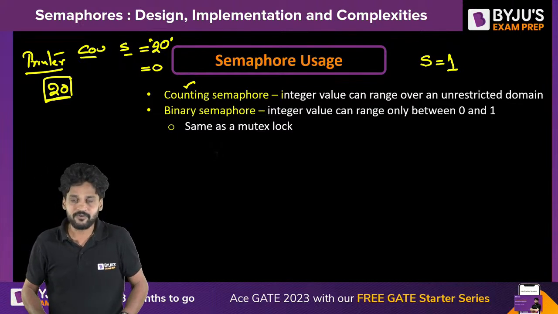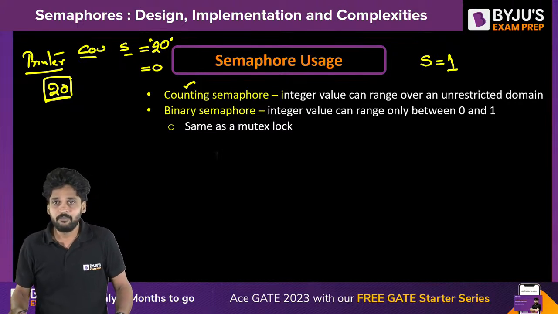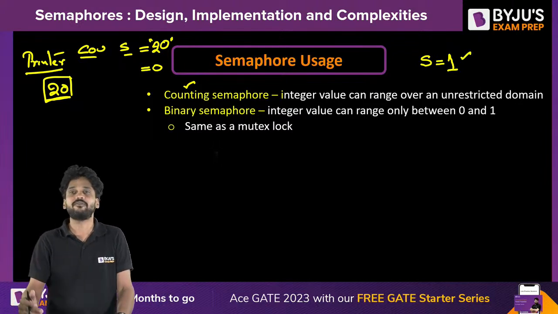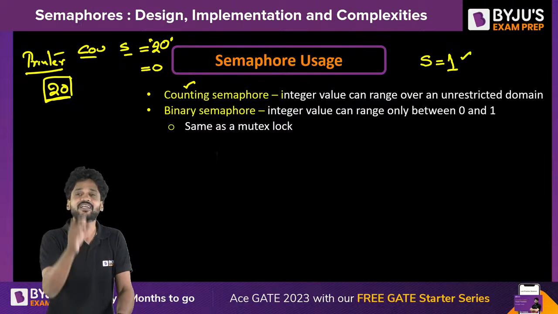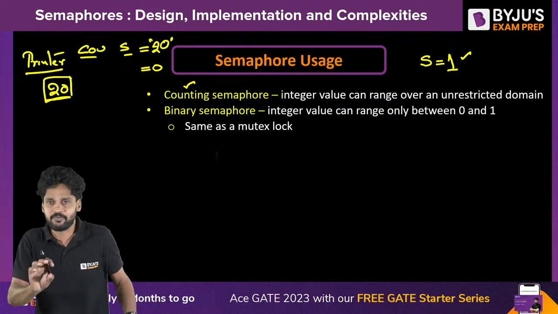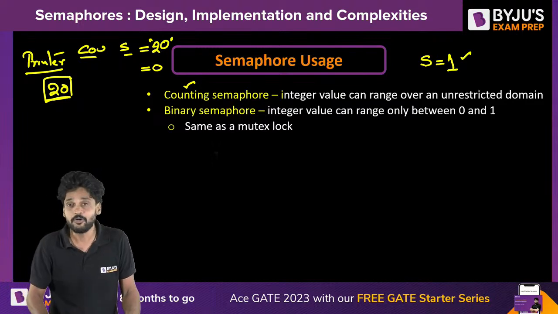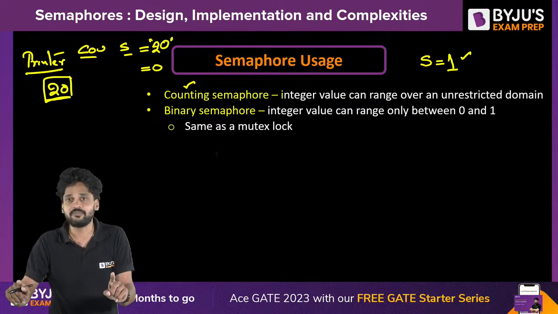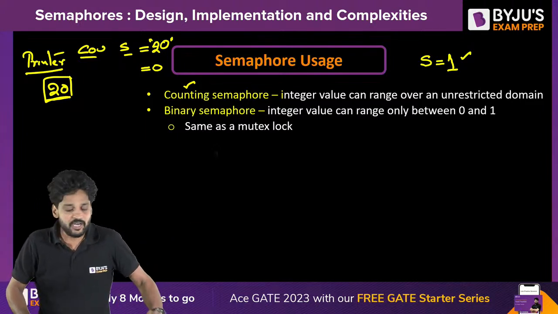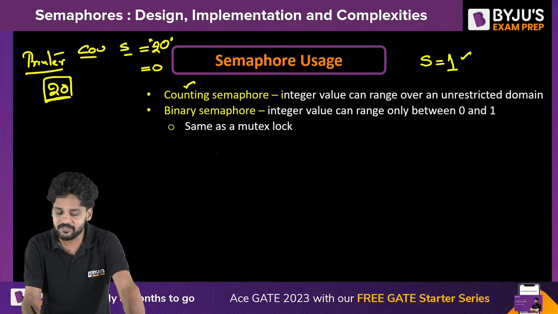So the counting semaphore can be initialized to some unrestricted domain. But a binary semaphore should only be initialized to 1, since the binary semaphore is just used to protect a critical section. That's it. Other than that, we don't use the binary semaphore for anything else. It is primarily designed to protect a critical section. Simple. I hope you got the difference between the counting semaphore and the binary semaphore, right? Yes or no? Fine.